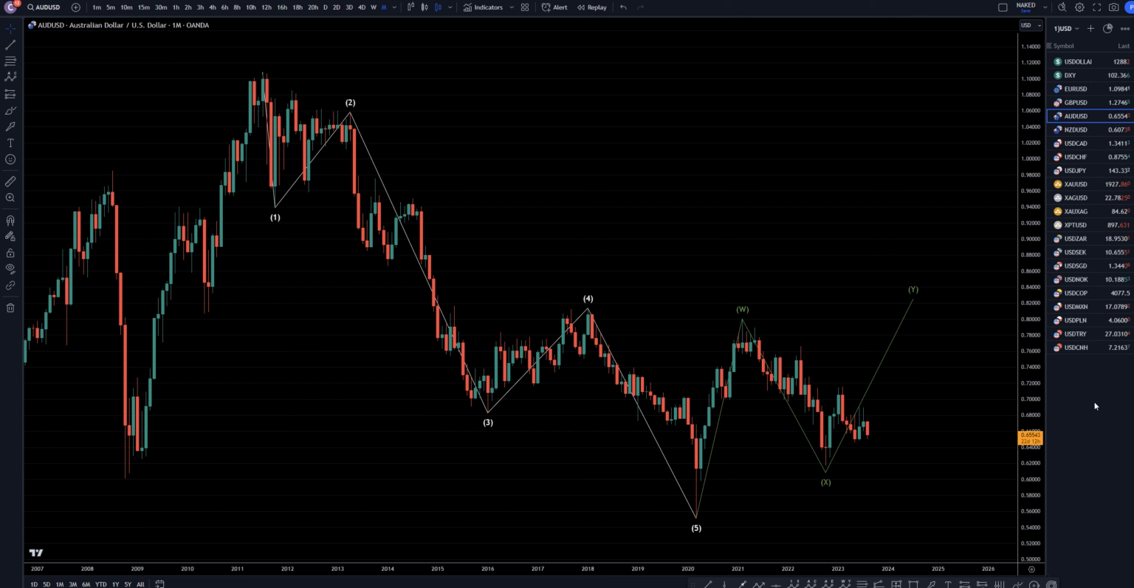Today is Wednesday, August 9th, and I'm going to be analyzing the Aussie US dollar, starting on the monthly and working my way down to the 1 hour time frame.